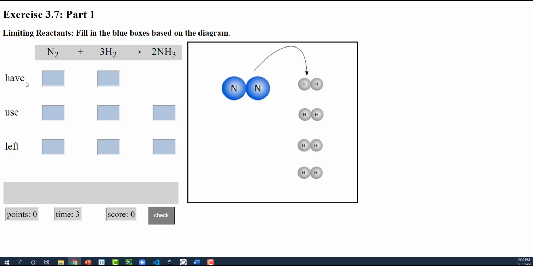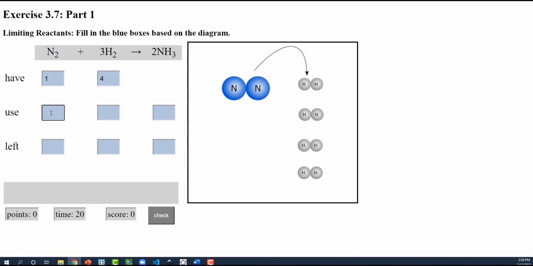Nitrogen and hydrogen are going to react. Same exact process. I have 1 nitrogen here, so I just have 1. How many hydrogens? I see 4. And I think you can probably tell pretty quickly what's going to happen with this one. You have too much hydrogen. You need 3 for every nitrogen, not 4.